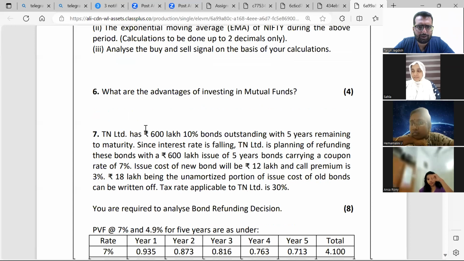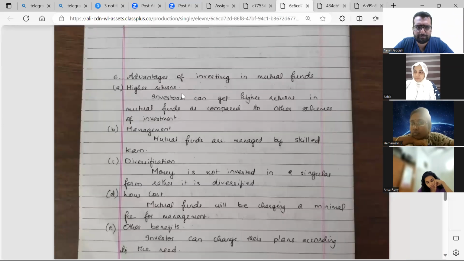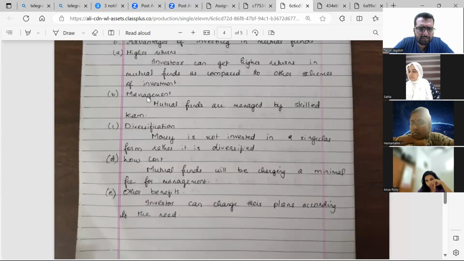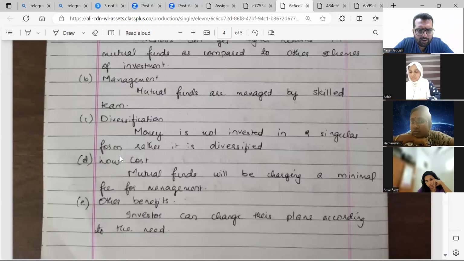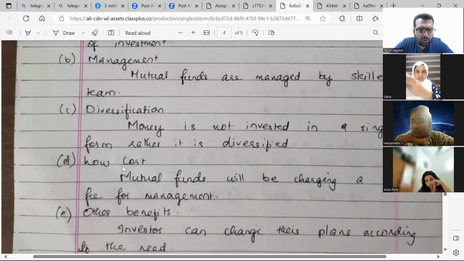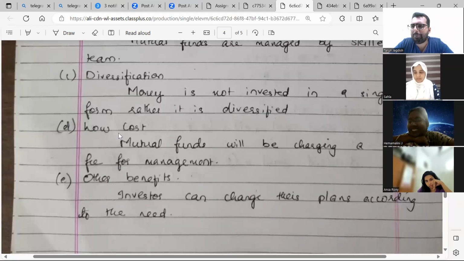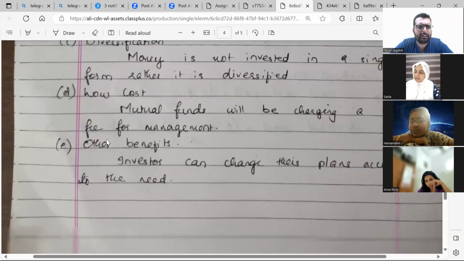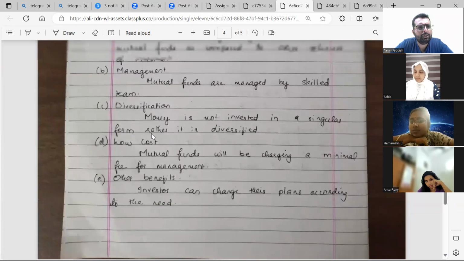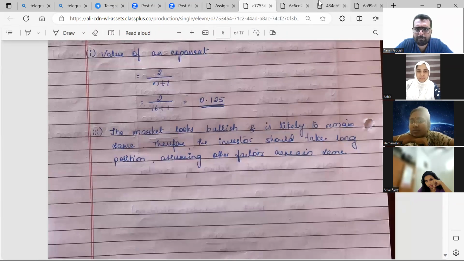Okay. Next one. Now, next question is a theory. What are the advantages of investing in mutual fund? Higher returns, managed by professionals, diversification. Money is not invested in a singular form. Diversified. What is this, Sahila? Low cost. Okay. Please write properly, Sahila. This looks like how cost. Charging a fee for management. Other benefits are there. Investors can change their plans. Okay, how many points have you written? 5 points, right?